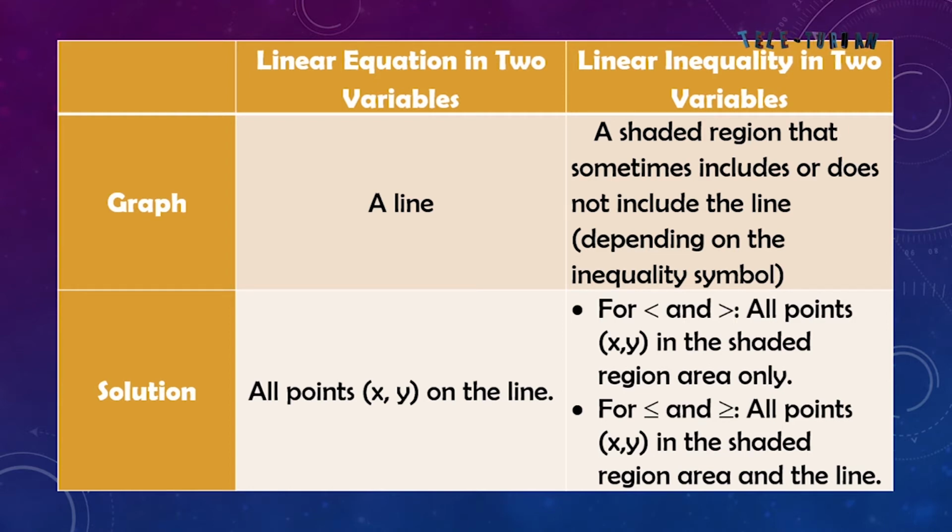The solution of a linear equation in two variables are all points on the line itself, while for the linear inequalities in two variables, the solutions are all points on the shaded region of the graph and on the plane divider if the inequality symbol is less than or equal to or is greater than or equal to. These differences make both equation and inequality equally unique and interesting to explore.